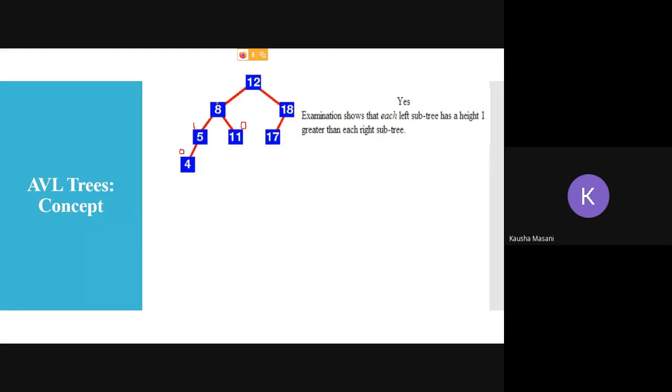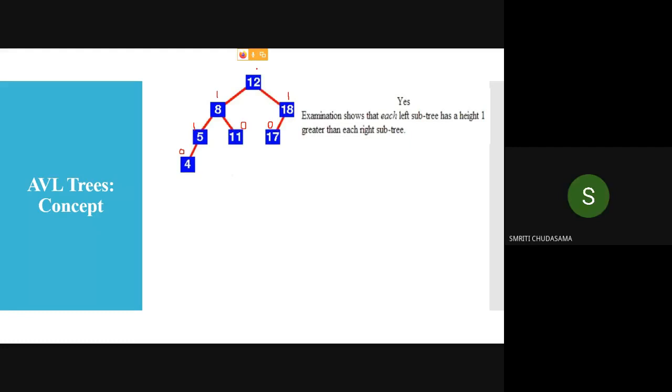So now come back to this 8. What is the balance factor at 8 here? 1. Correct. Good. What is the balance factor at 17? Again, it is a leaf node, so 0. What is balance factor at 18? 1. Correct. And what is balance factor at 12 now?